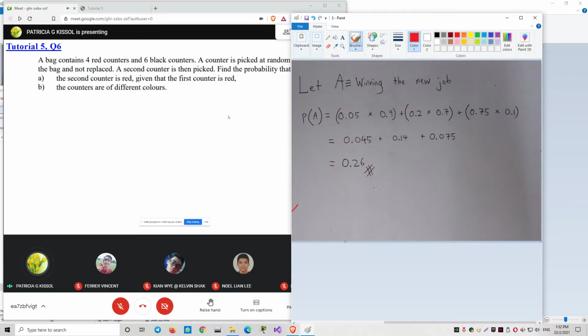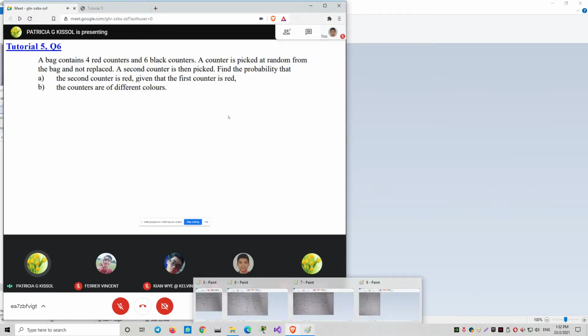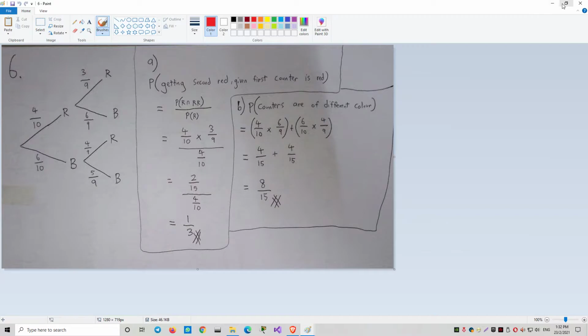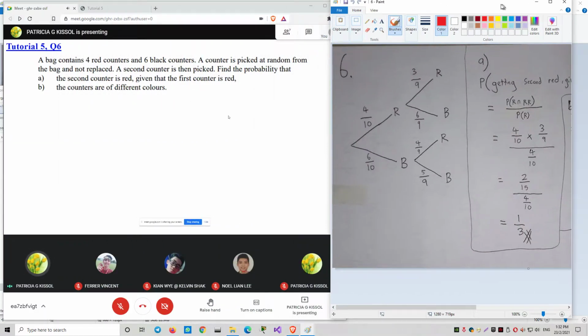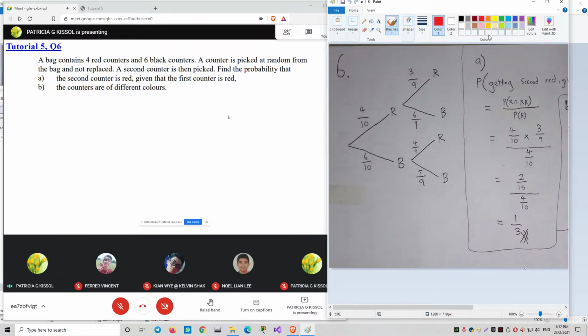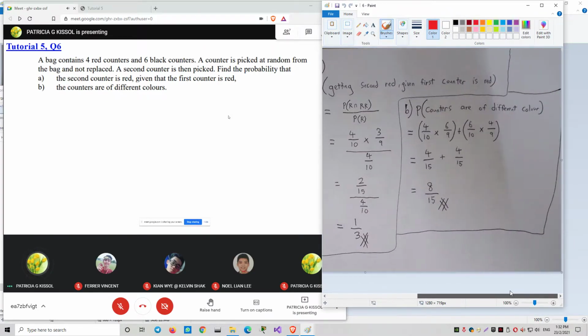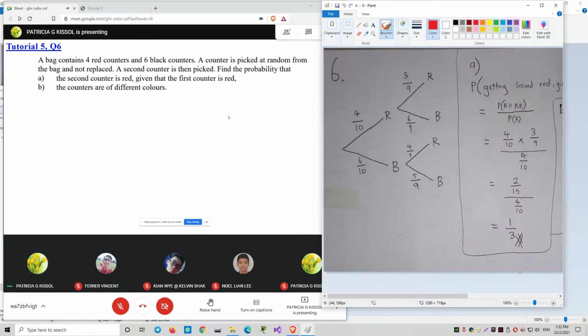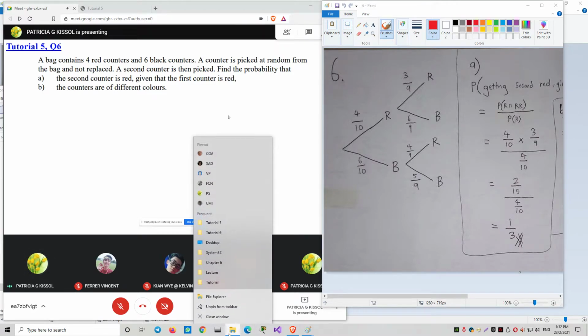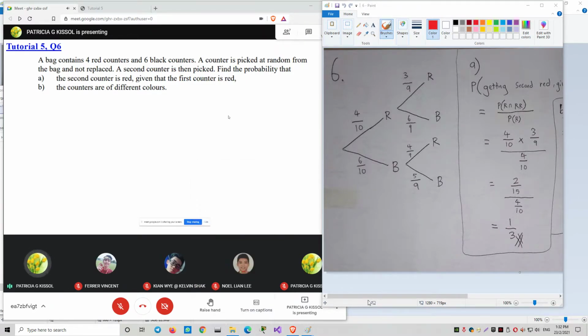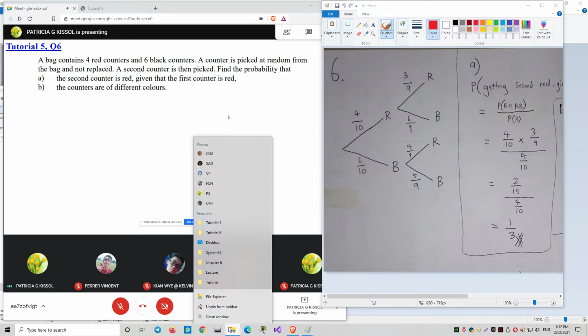This time, a bag contains 4 red counters and 6 black counters. One counter is picked at random from the bag and not replaced. And then the second counter is picked. Find the probability that the second counter is red, given that the first counter is also red. So for this question, it doesn't ask you to draw a probability tree as well.